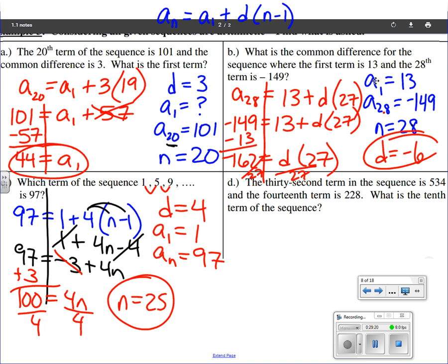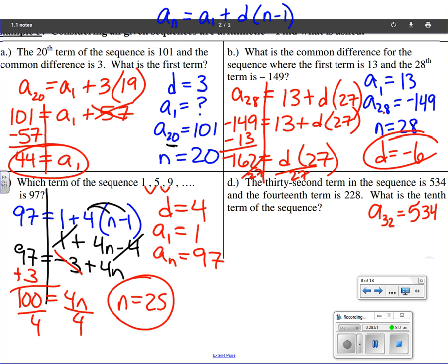If I can handle it, you can handle it. All right, the 32nd term in the sequence is 534, and the 14th term is 228. What is the 10th term of the sequence? Okay, I've saved the best for last. What's one thing you know? Good. A32 is 534.